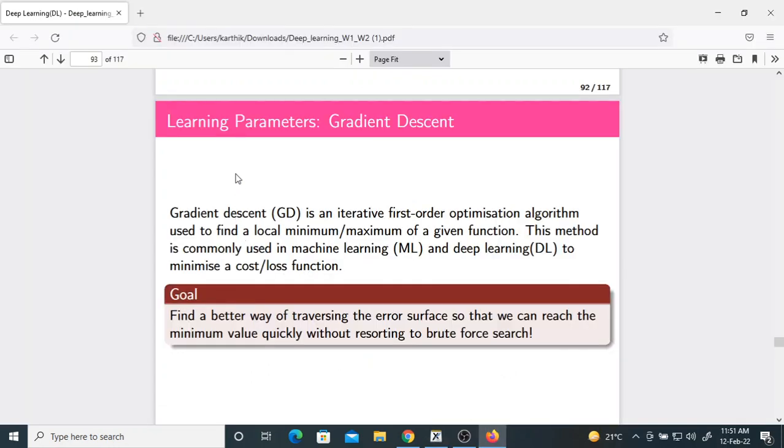Now, before that, what is gradient descent? It is iterative; obviously, we'll go with cycles or iterations. A first order optimization algorithm used to minimize the loss function. It is widely used in DL and ML. What is the goal of this algorithm? It finds a better way of traversing the error surface so that we can reach the minimum error.